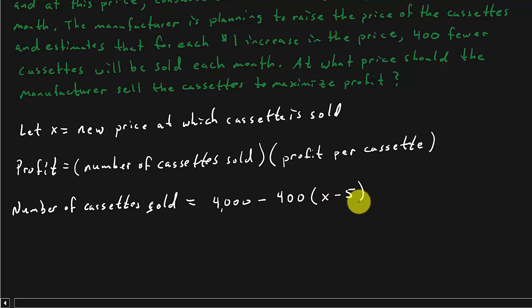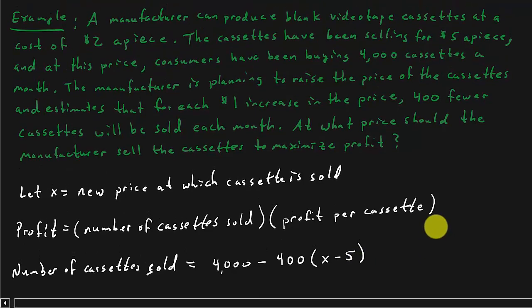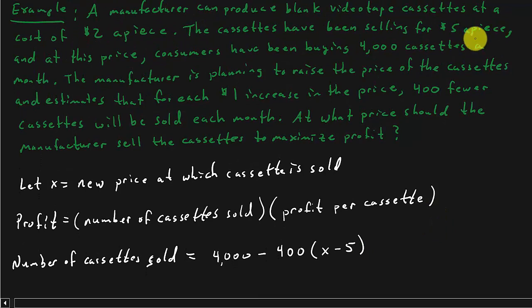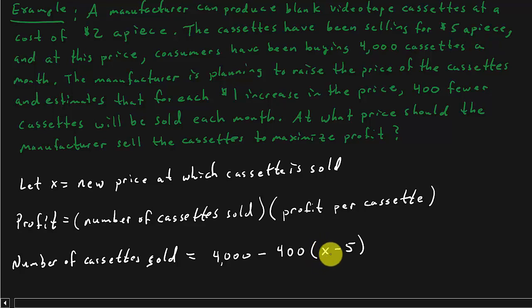All right, so let's just take a look at that. So let's suppose that we sell them for $5 a piece. Okay, $5 a piece. Because when we sell them for $5 a piece, 4,000 are sold. So if x is 5, that's 0 times 400 is 0. So there's your 4,000. If x is 6, so if we raise the price $1 to $6, 6 minus 5 is 1. 1 times 400 is 400. So there's your 400 fewer.